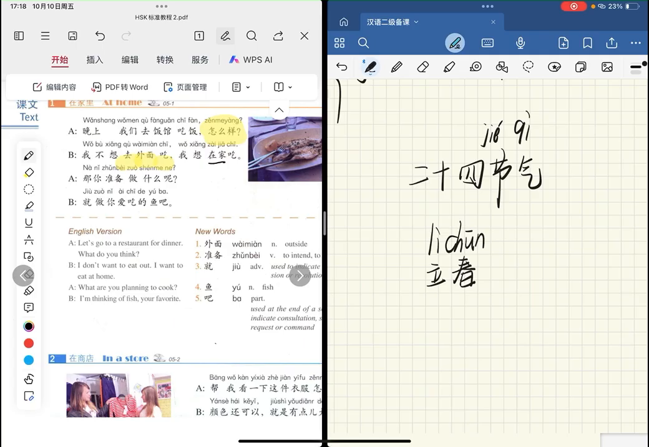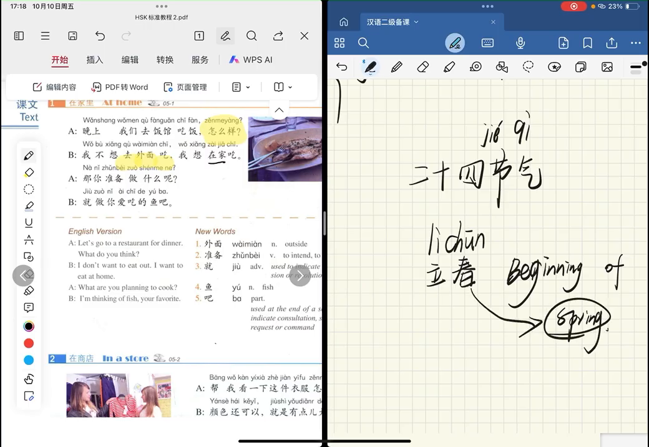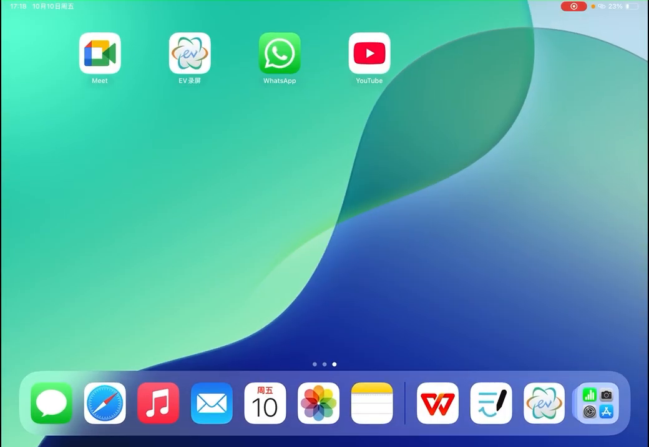立春, beginning of spring. Spring. 春, 春天, beginning of spring. 立春.